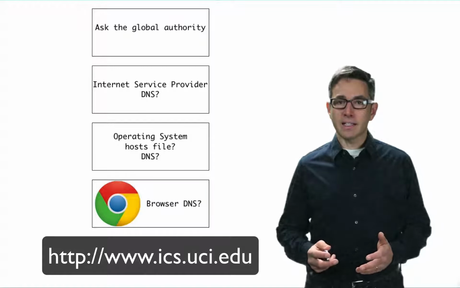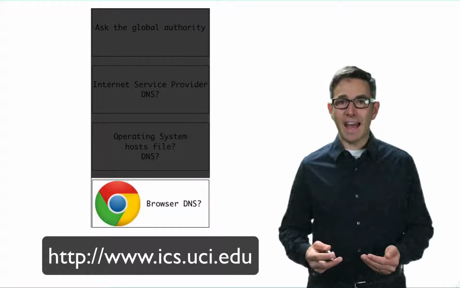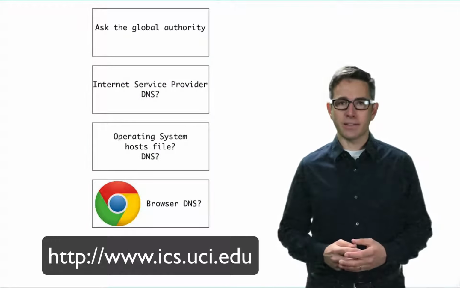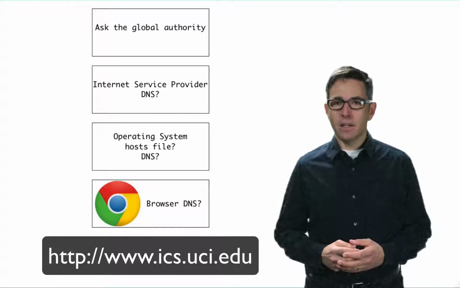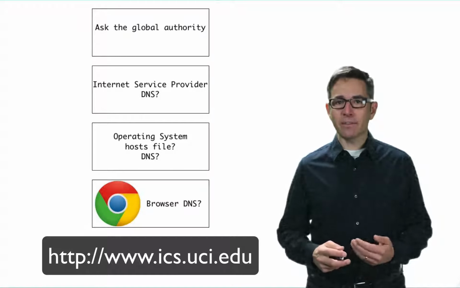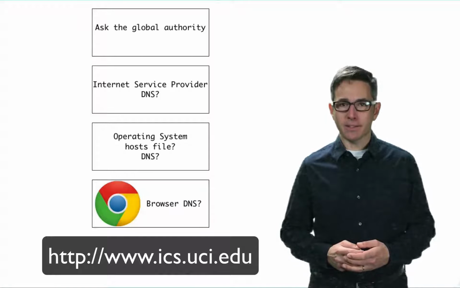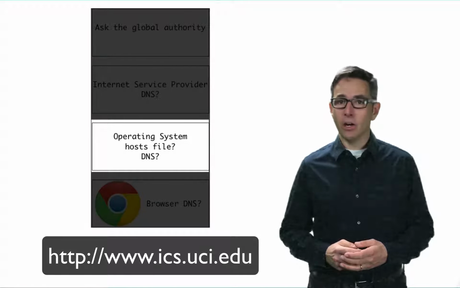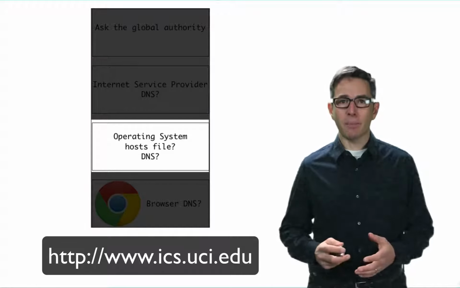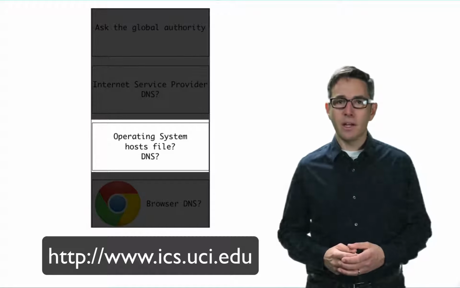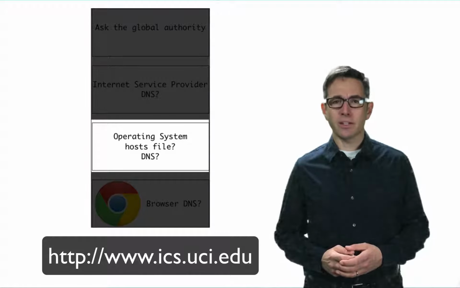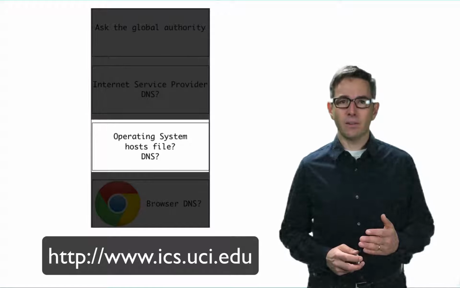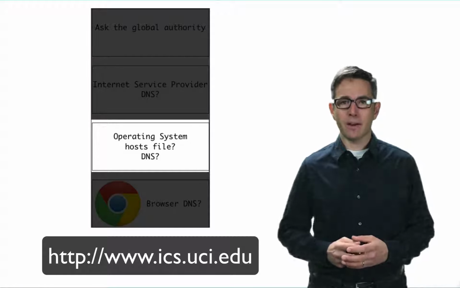So the first thing that it does at this point is look in its DNS cache to see if it has translated that recently. Let's say it hasn't. Then it's going to ask for that translation from the operating system. The operating system is going to check whether in its hosts file, which depending on your operating system can be at different locations, there's a manual translation that's been put into your computer to translate that domain name into an IP address.